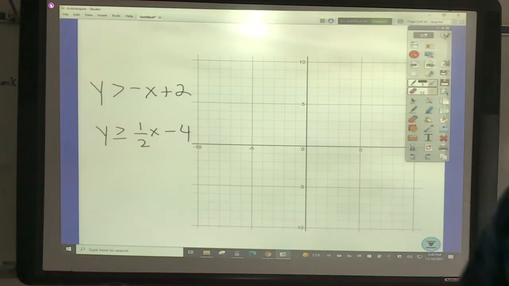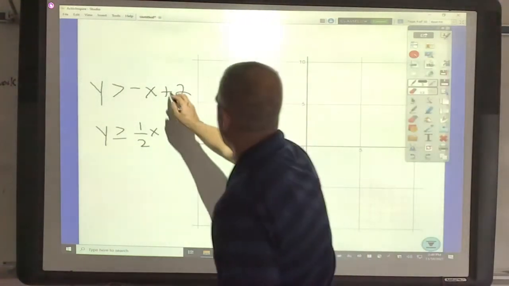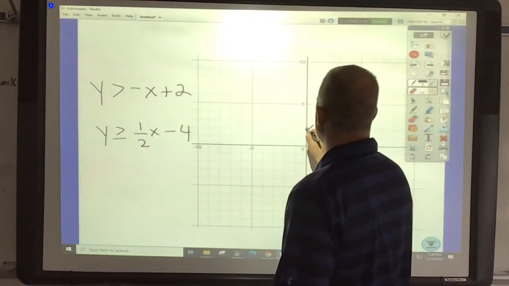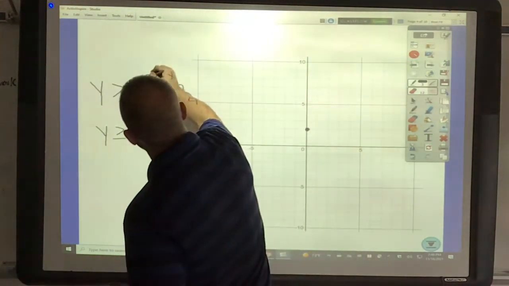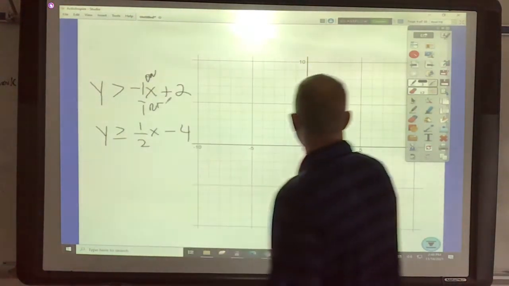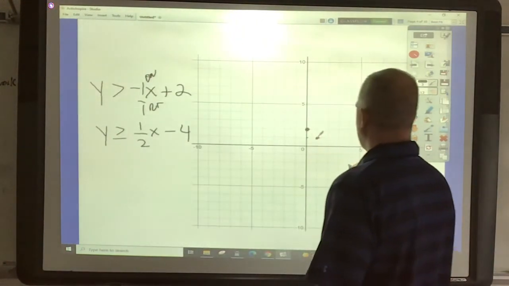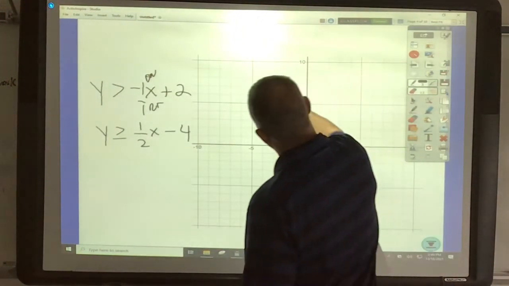Okay, let's go do another one. Here I would start up 2. That's -1 over 1, which means 1 down, 1 right. So 1 down, 1 right. That would be a dashed line through those points.